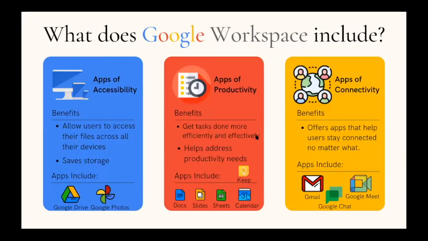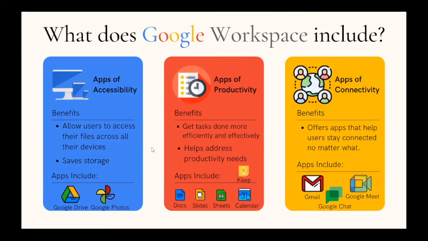So what does Google Workspace include? Well, there are three main apps that they include. First, we have apps of accessibility. These apps allow users to access their files across all devices and as well as save storage. This includes Google Drive and Google Photos.